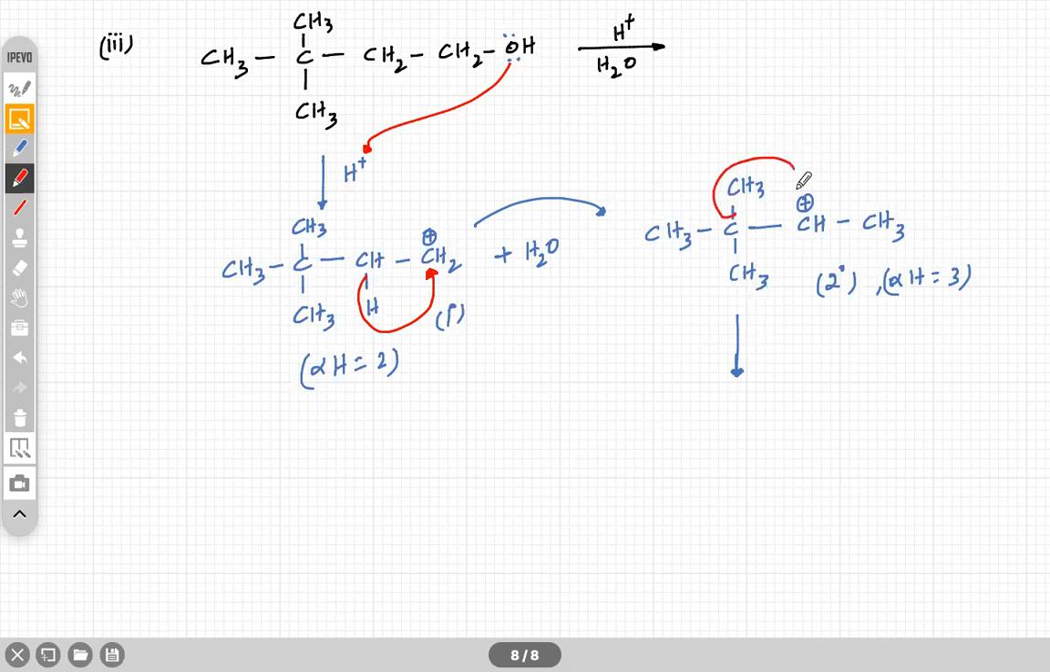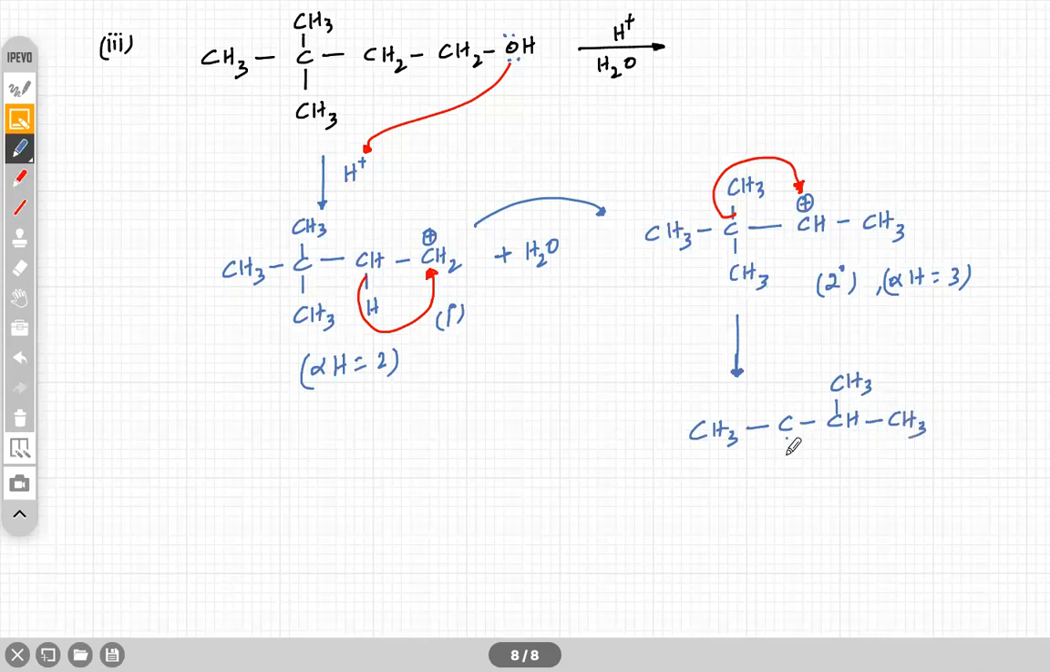One of the methyl groups takes the bond pair of electrons and shifts onto this positive charge adjacent carbon. So this converts into CH3, CH3 this side, CH3 this side. Here we have CH3 and a positive charge on the carbon atom. Now if you compare the stability of this carbon atom, it is 3 degree, right? Alpha hydrogen is 3 plus 3 plus 1, that is 7. So obviously this carbocation is more stable, right?